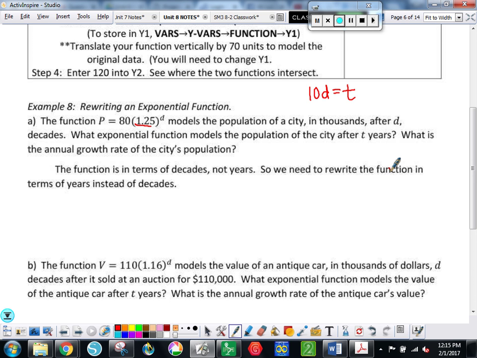this equation or the sentence. It models the population of a city in thousands after D decades. What exponential function models the population of a city after T years? So I have to make a substitution to go from decades to years, which means I need to take this D and replace it with something. What do I replace it with? Solve this for D. What is it?